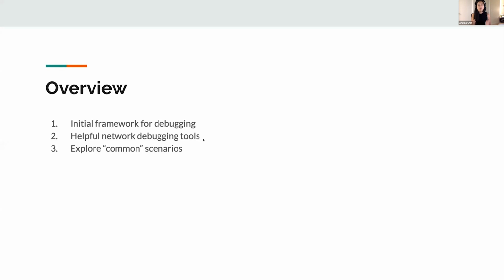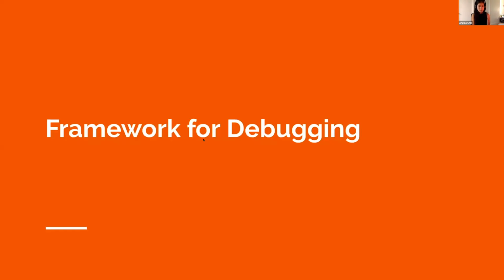We'll then move from, once we sort of level set on that initial framework for debugging, specifics for networking by looking at some helpful tools that you can pull from your toolkit. And lastly, we'll explore quote unquote common networking scenarios that you might face in terms of bugs or gotchas or problems, and sort of think at a high level about how we can apply the framework and utilize the tools to get to the root cause of a networking issue. And so with that, we'll start with a framework for debugging.